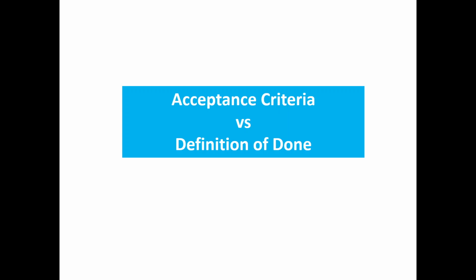So today's session is regarding the difference between acceptance criteria and definition of done. These are two important concepts for the PMP exam which are often confused. These two terms are commonly used in the Scrum framework. In today's session we will learn how these terms are implemented with respect to user stories.